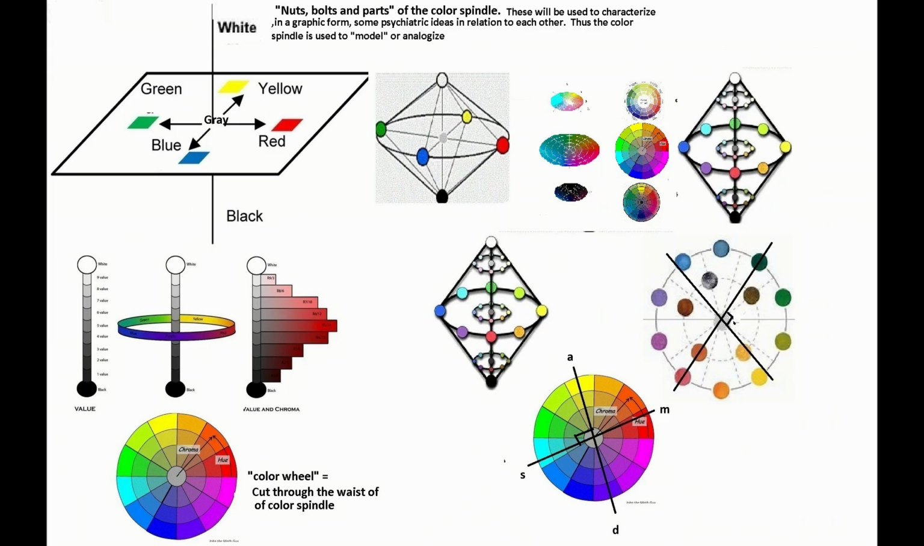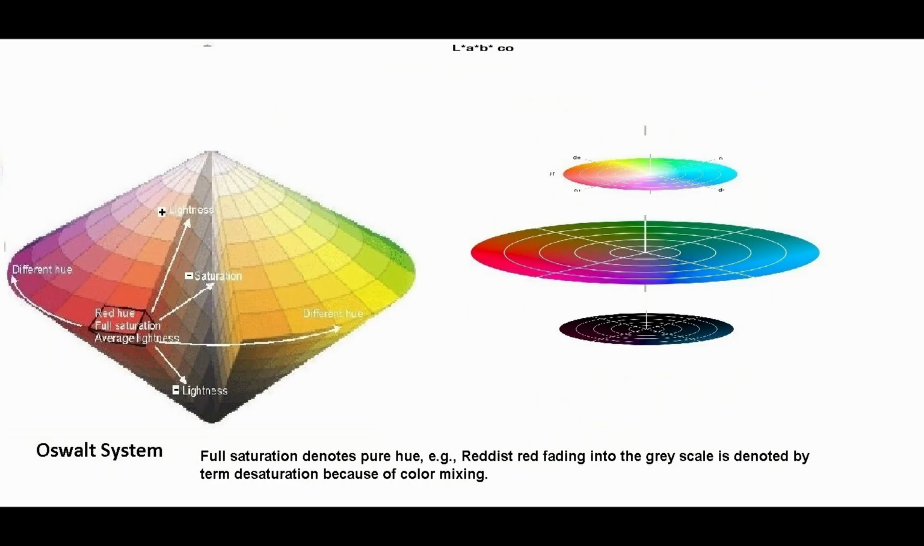Here are pictures of these color spindles. And here's what I call the nuts, bolts, and parts of the color spindle. There are aspects of it that we'll look at here, and these will be used to sort of systematize these disorders. And here's just this Ostwald system. On the outer rim, the waist of this spindle, are the different hues, and then it shows the saturation, the brightness, and the lightness. In other words, there are 3 dimensions here. This will become more apparent as we get going.